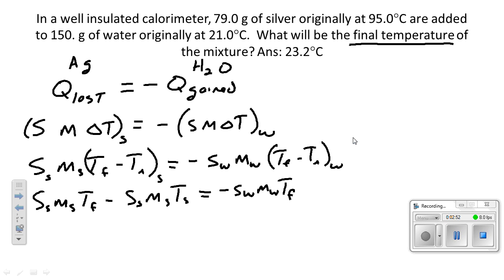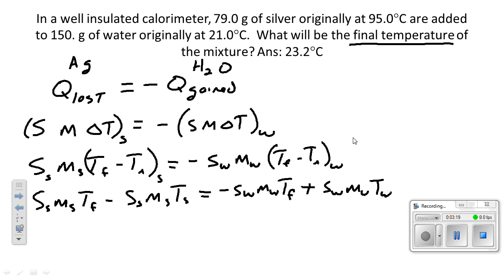Again, keeping TF because that's the same for both of them. But now, the negative sign times the negative will make this be plus. Remember, there was a negative to start with, and there's a negative inside. So this is going to be S of the water, mass of the water, temperature. Again, I'm just going to put a W for the water on there. So we have now distributed the S and the M's, and we have a big, long equation.